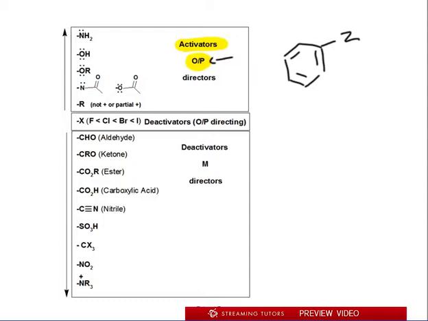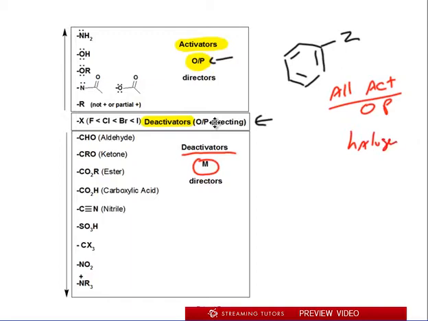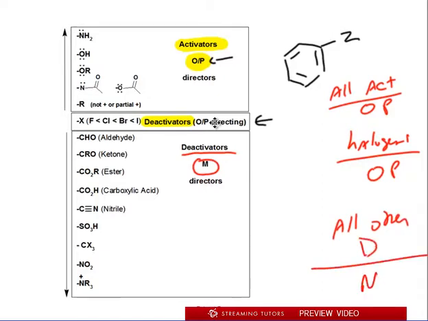Now, notice that halogens are unique. Halogens, they're deactivators, but they're ortho-para directing. And we'll see why in a moment. But that's very unique because besides halogens, all deactivators are meta directors. So all activators are ortho-para directors, halogens are ortho-para directors, and all other deactivators are meta directors. And we're going to see why in just a moment.